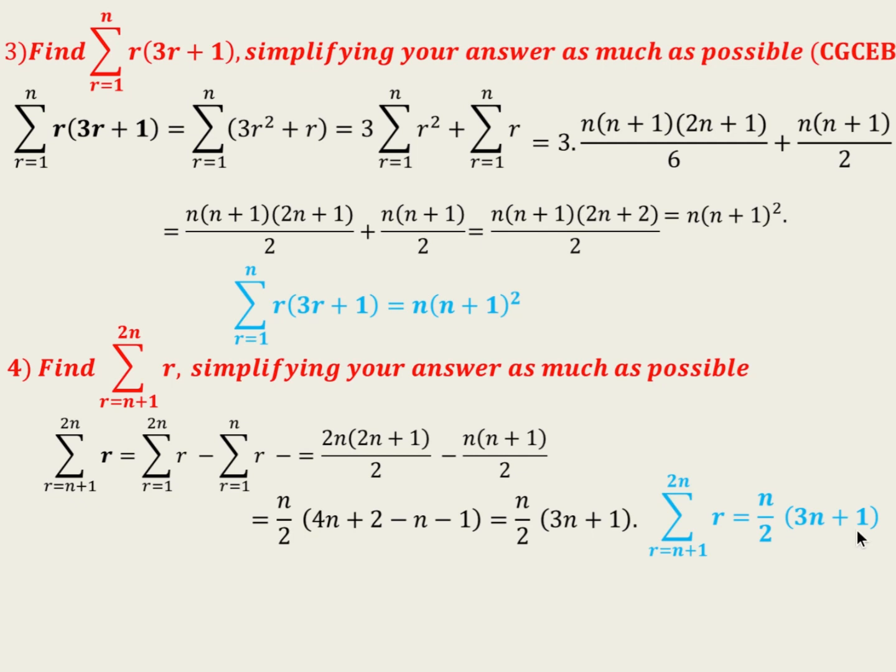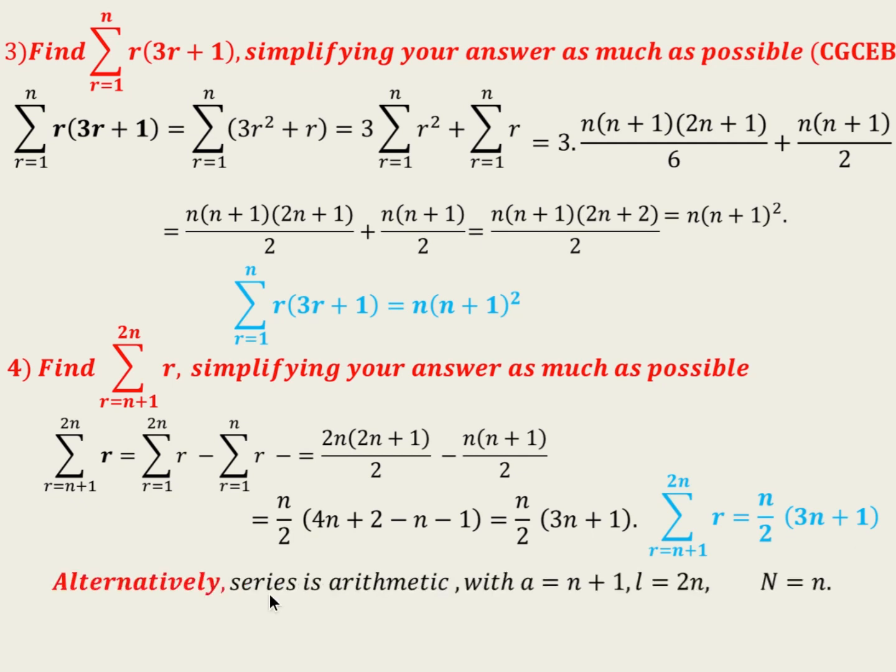Now, we can also use summation of an arithmetic series to obtain that result. The first term should be when r equals n plus 1, and it will simply give n plus 1 as the first term, while the last term will be when r equals 2n, which simply gives 2n as the last term. Then the number of terms would be n, because 2n minus n plus 1 and then plus 1 would simply give n.